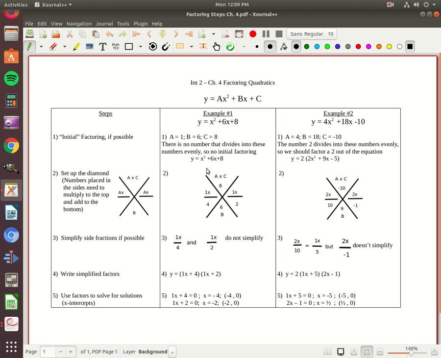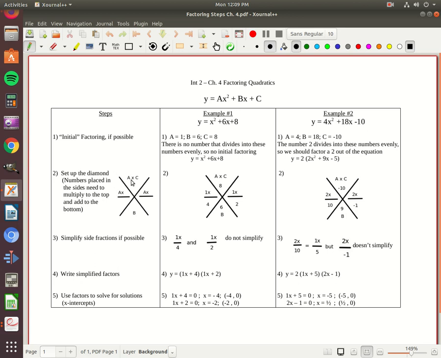So when we look here, we're now going to set up the diamond. So this is going to be our second step. Numbers placed in the sides need to multiply to the top and add to the bottom. So that's a little bit complicated. Let's look. First of all, when you set up this diamond, the first thing you're going to do is set up the top, the bottom, the top of the left, and the top of the right. And then we'll have to think about what goes in the bottom left and bottom right. So this is going to be our standard setup.